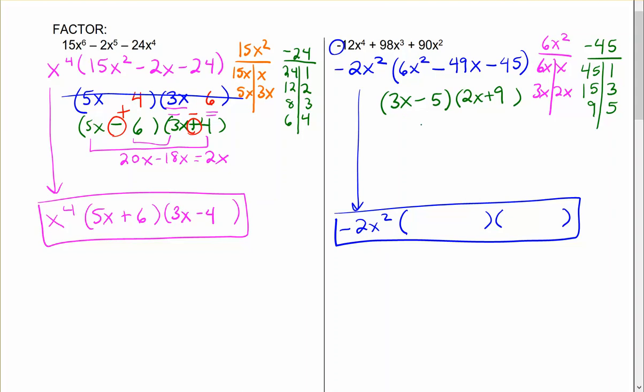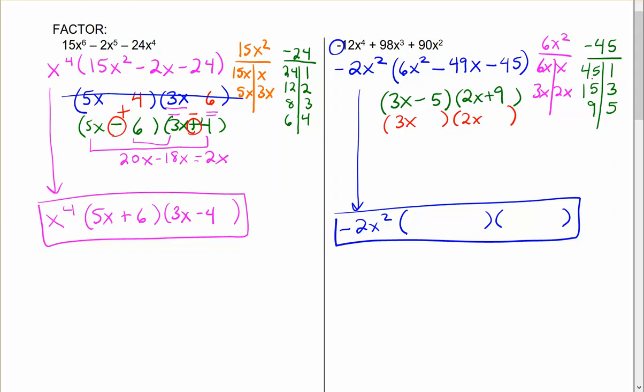So the outer terms then, if I check, I would get 27x minus 10x. Doesn't work, that's not negative 49x. So I'm going to move on to my next choice. Let's try 3x, 2x. My next choices are 15 and 3. Now I can't try the 15 here because I'd have a common factor, so no good. I can't try the 3 here either though. So the 15 and 3 is not going to work.